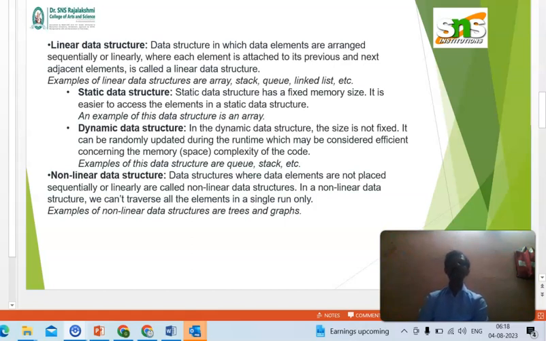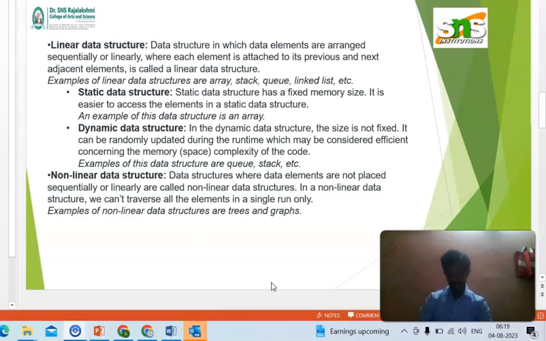So if an element comes between two others, it can attach to either the previous or the next adjacent element, right? This is called a linear data structure. Examples of linear data structures are arrays, stacks, queues, and linked lists. These are the different types we can give as examples of linear data.